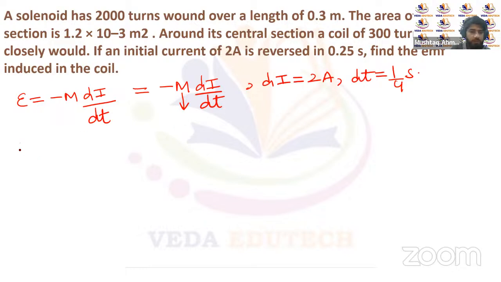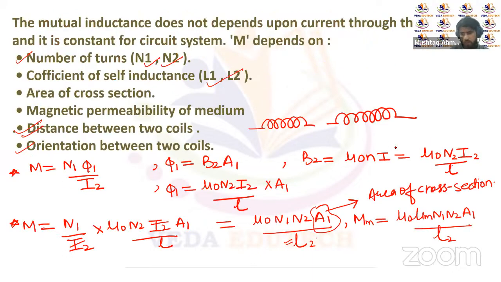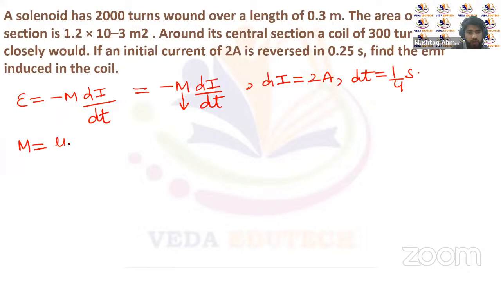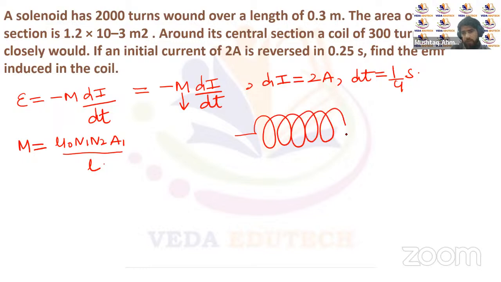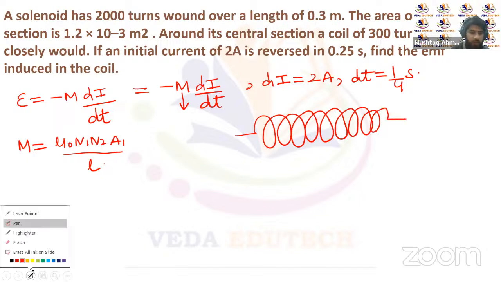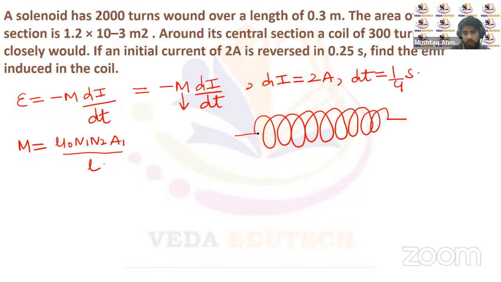The value of this mutual inductance, or the coefficient of mutual inductance. We know that the coefficient of mutual inductance is given by this equation, mu naught N1 N2 A1 upon l, right? So the situation is actually like this. We have a bigger coil, like this. This is the bigger coil. And in this big coil, we have placed a smaller coil of smaller area of cross section like this.